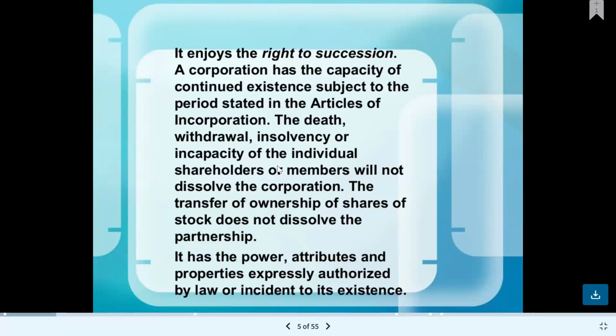Now, as to the right to succession or the life of a corporation, before, the maximum was 50 years, renewable for another 50 years. We do have a revision for this during the time of President Duterte, I think it was in 2019. I think we will have another article for the revisions, wherein as of this time, we now have an unlimited life of a corporation. So it is not limited to 50 years only.